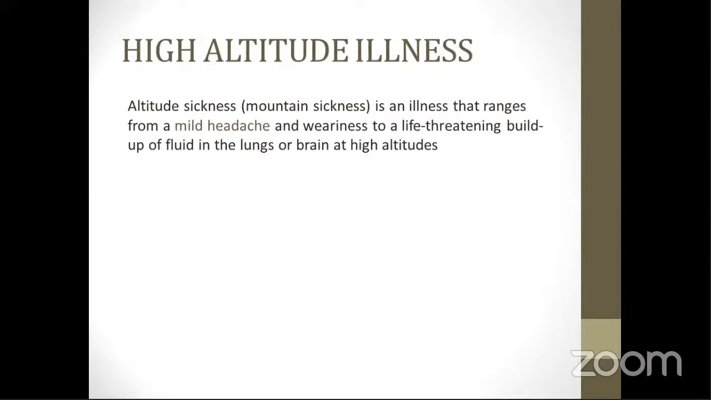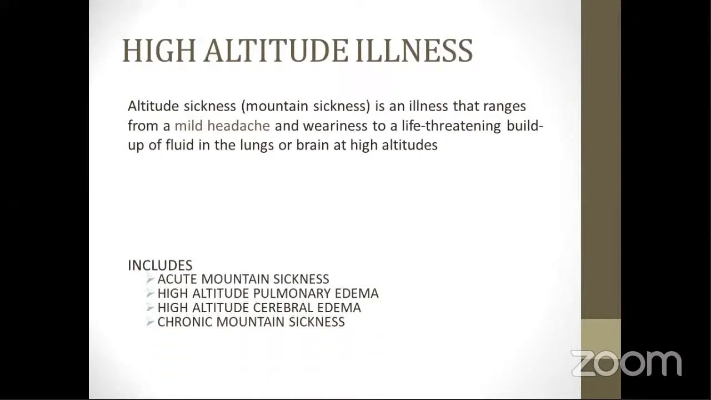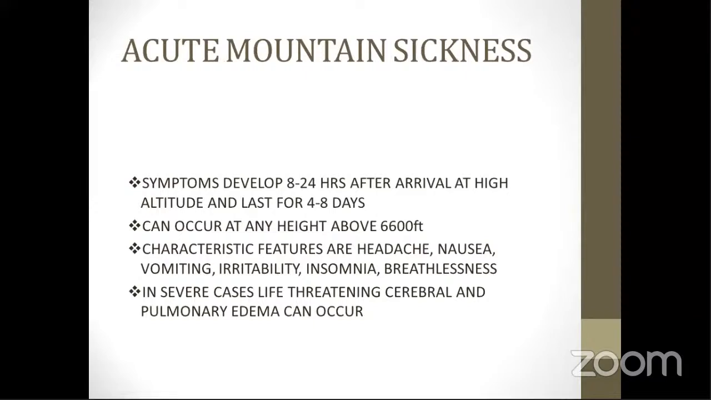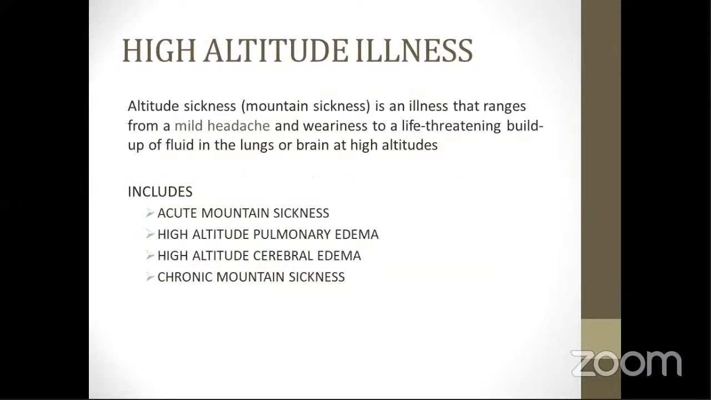It ranges from mild symptoms to severe hypoxic symptoms like pulmonary and cerebral edema. All these illnesses together are called high altitude illness. Which are these illnesses? These include acute mountain sickness, high altitude pulmonary edema, high altitude cerebral edema, and chronic mountain sickness. These are the 4 illnesses seen at high altitude.